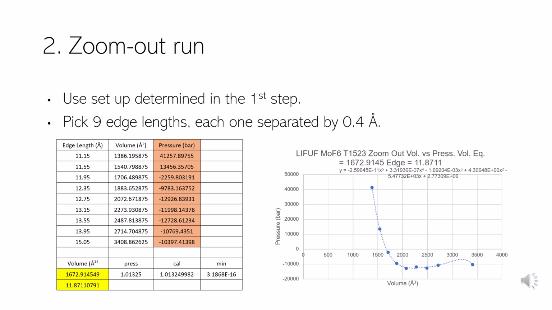So in this table we can see the 9 edge lengths that we picked. If we cube these edge lengths, we will obtain the volume, and these are the pressures that we got from the simulations at each of the edge lengths. We plot a pressure versus volume graph and solve for the equilibrated volume and the equilibrated edge length. So in this case we determine that the rough estimate of the equilibrated volume is 1672 cubic angstroms, which is a cube with an edge length of 11.87 angstroms.